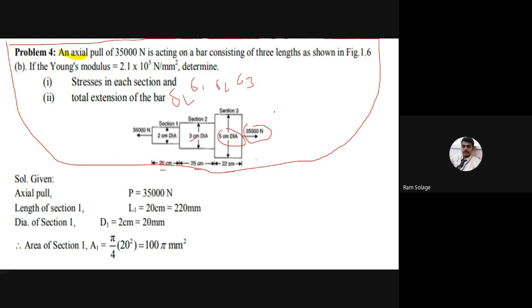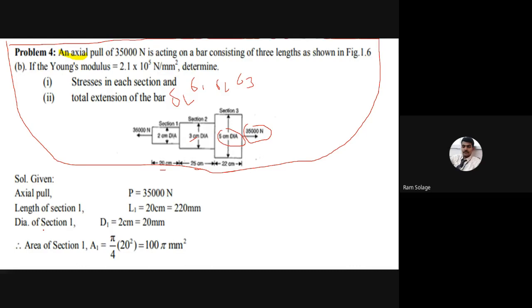Length and diameter are given in centimeter. As I said in the previous lecture, always keep all dimensions in the smaller unit. So we have to convert centimeter into mm: L1, L2, L3 into mm, and D1, D2 also into the small unit, that is mm. So write down the given data. What is given? Axial pull is given, which means load is given. P is equal to 35,000 Newton. There is no requirement to convert it, since they always give load in Newton, so we do not convert Newton into kilonewton. Keep it as is. P is 35,000 Newton.